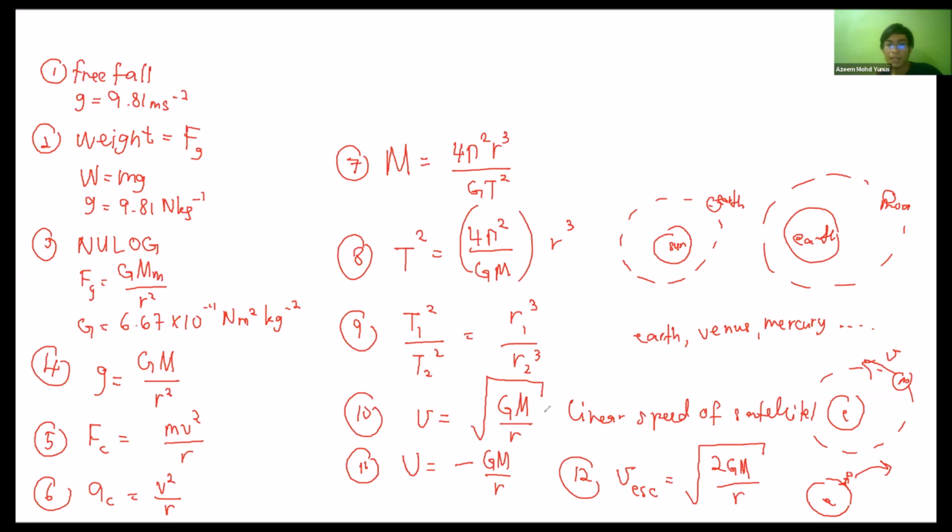Number eleven is the gravitational potential energy. We must have the negative sign. Twelve, the escape velocity. This is used when the object is still on the Earth or still on the planet or the sun, not in space yet, not revolving around the planet or the sun yet. So basically, we want to achieve a certain value of velocity first. We call it the escape velocity, before it can move around the Earth or sun.